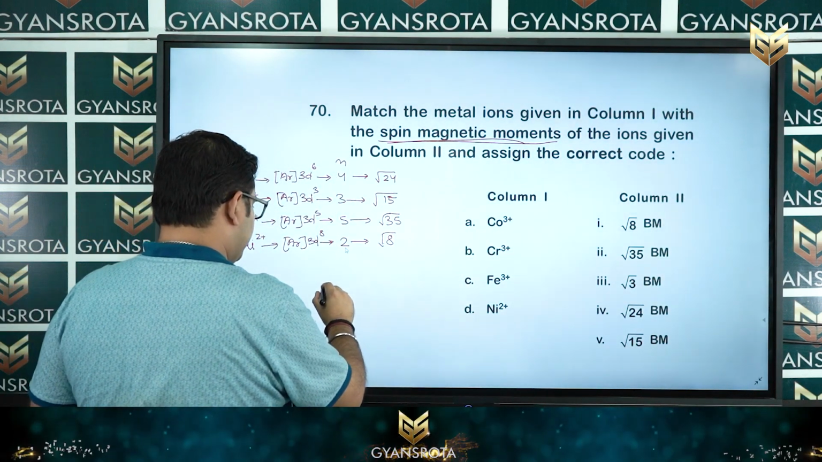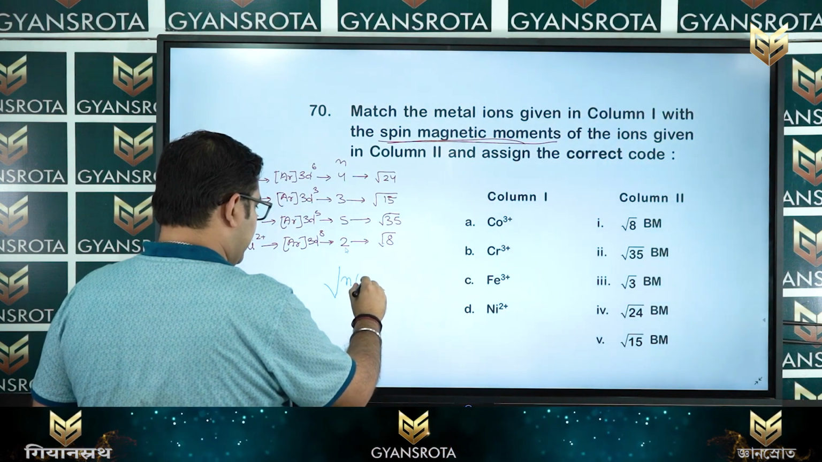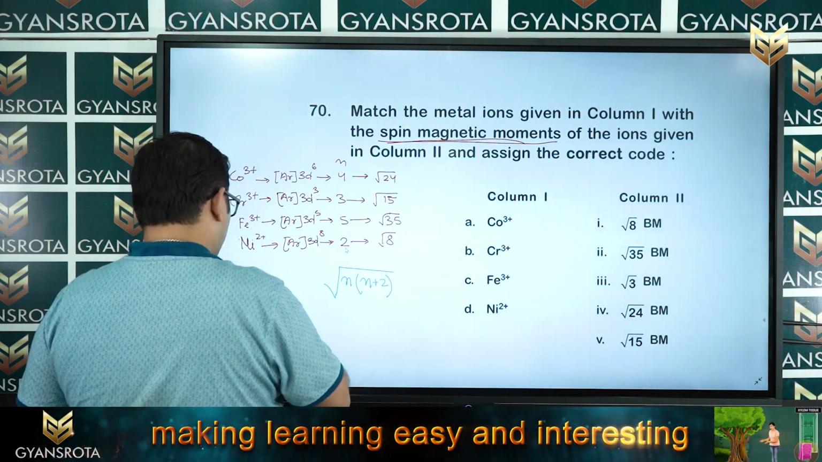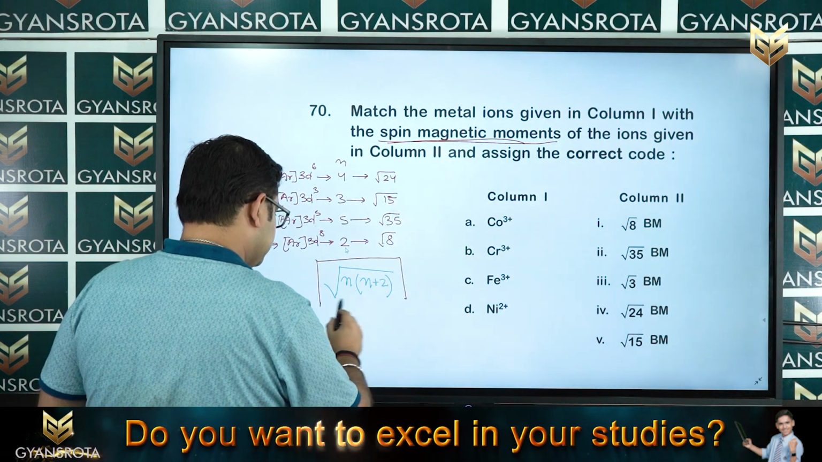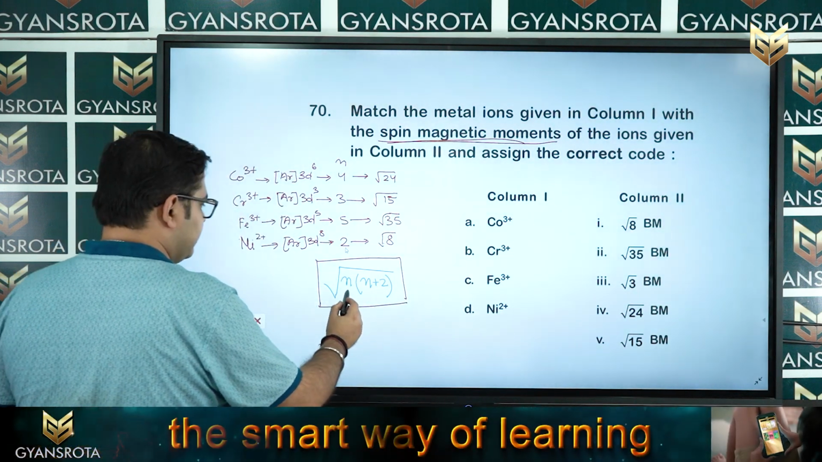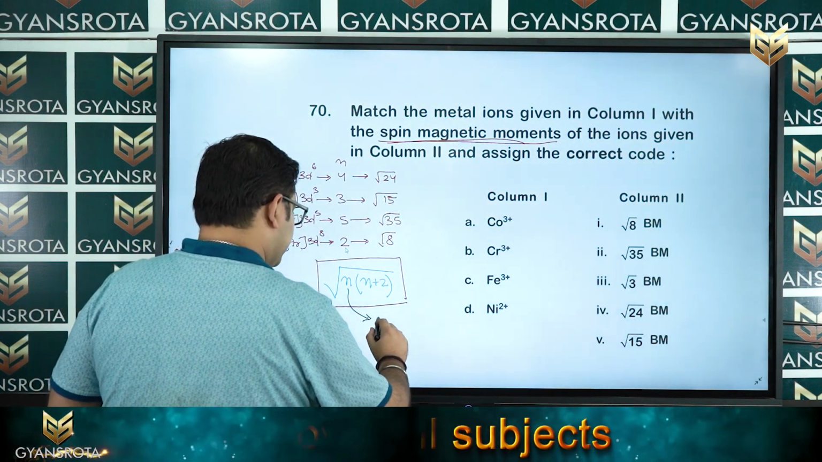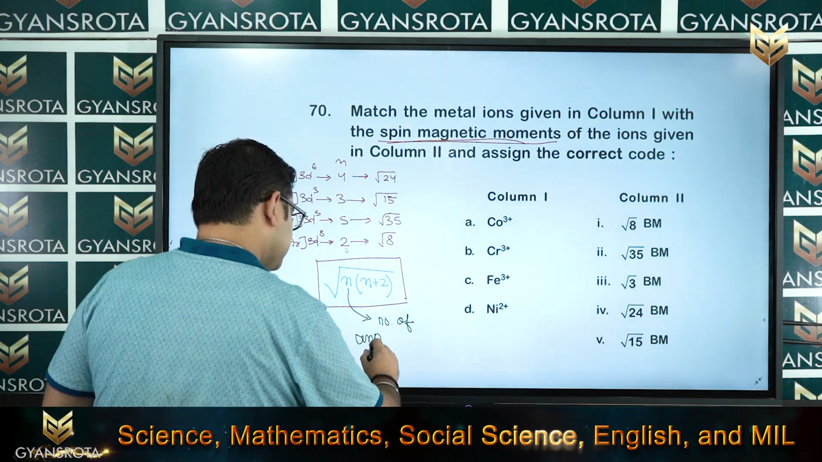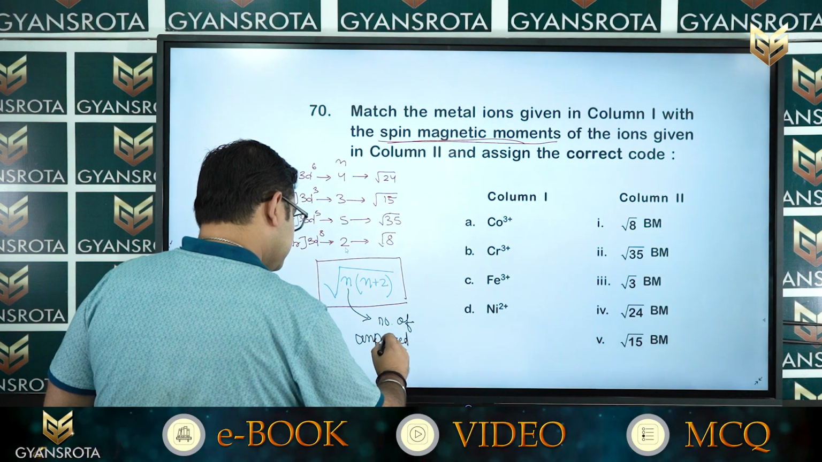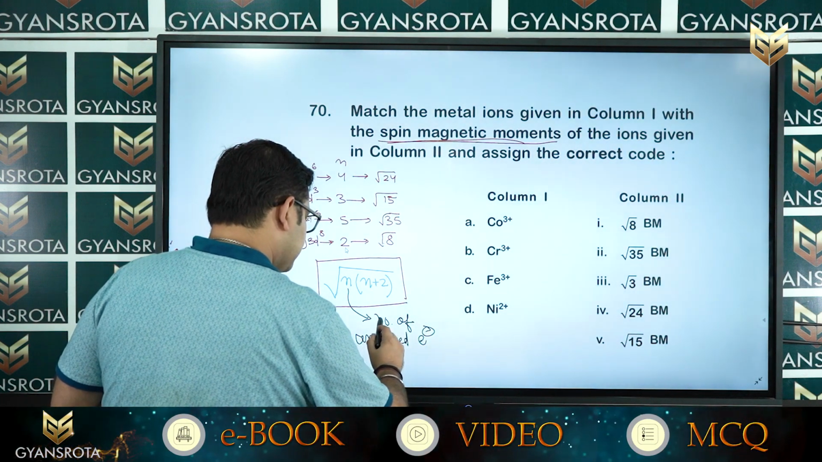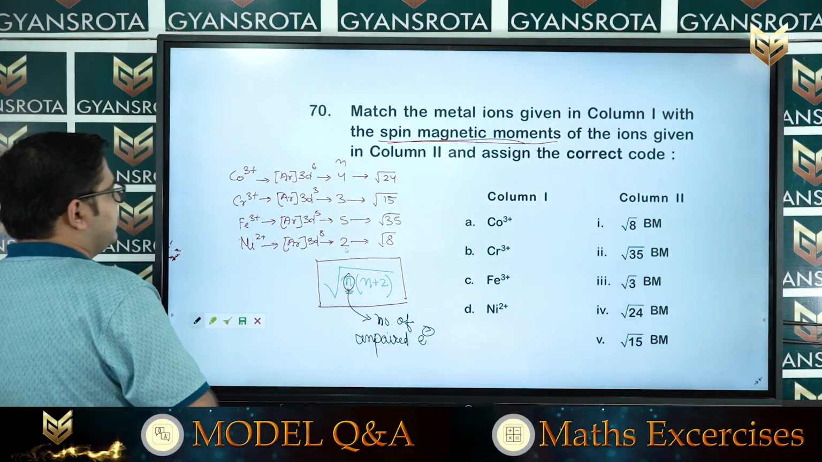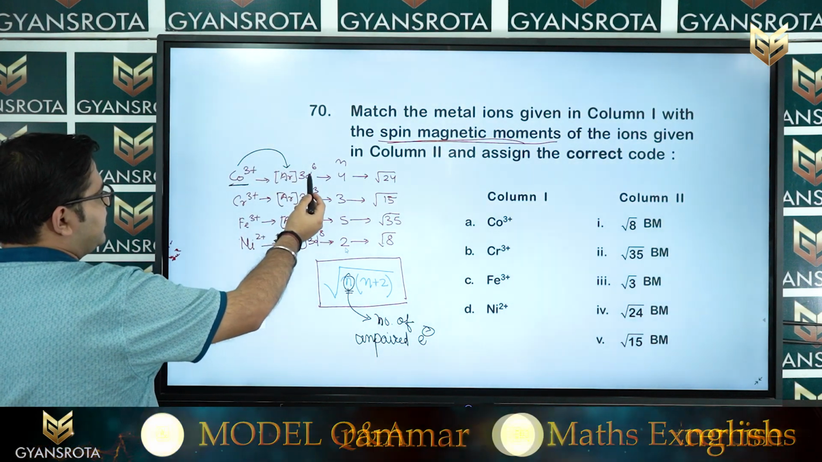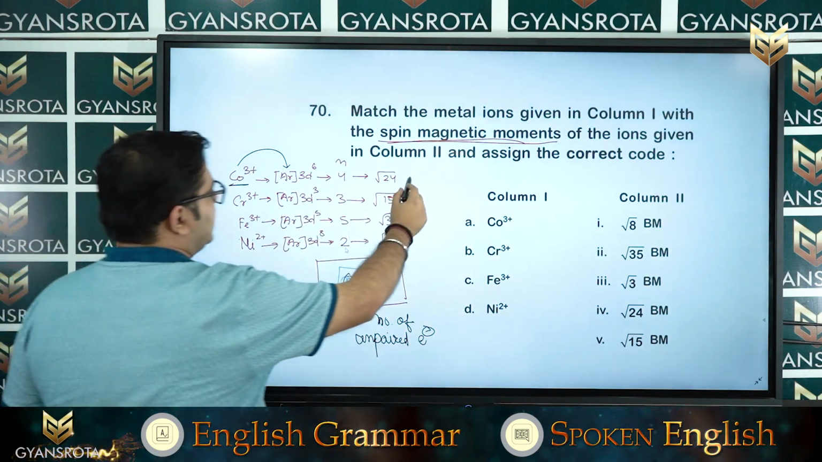So, the formula is root over n(n+2). Okay. So, this is the formula, and what is n? This is nothing but the number of unpaired electrons. Now, if you see cobalt 3 plus, when I write the electronic configuration, this is [Ar]3d6. Now, how will these unpaired electrons be counted? I will just show you one.